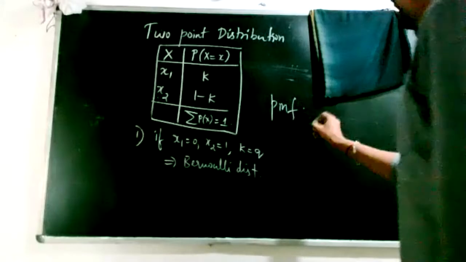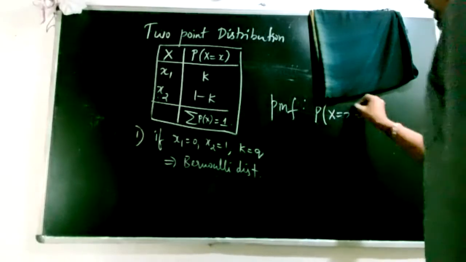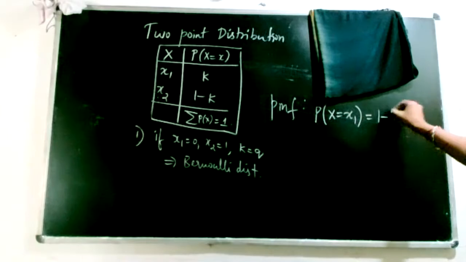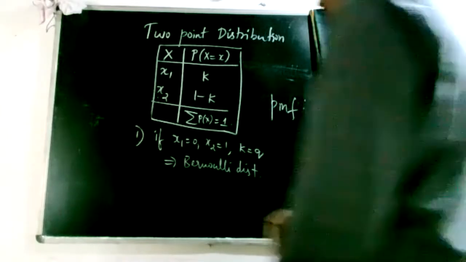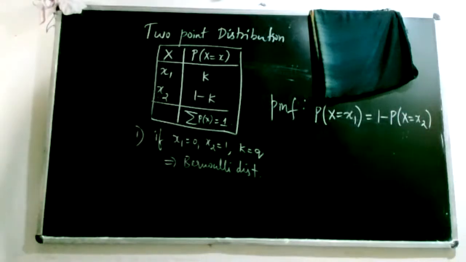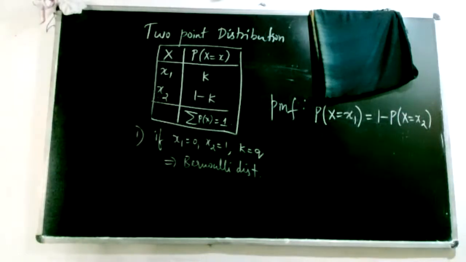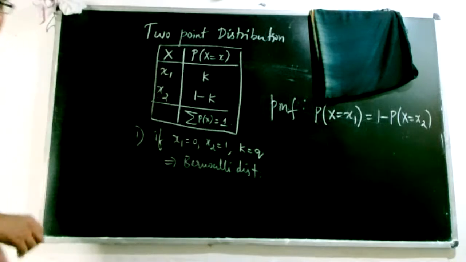Now, how to write it in terms of mathematical form or the PMF? We could write P of x is equal to x1 is equal to k, and P of x is equal to x2 is equal to 1 minus k. So this is the alternative way of writing the PMF. And for various values of x1 and x2, you could generate other distributions.